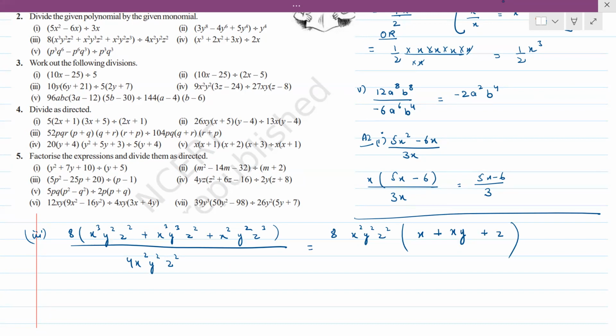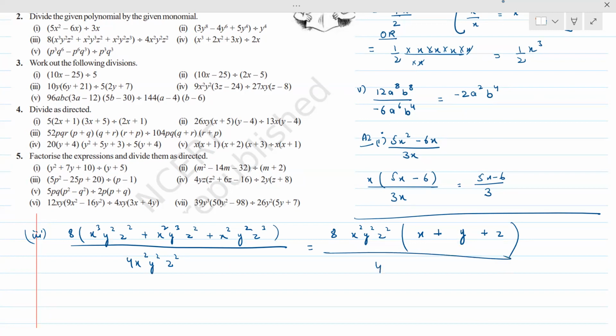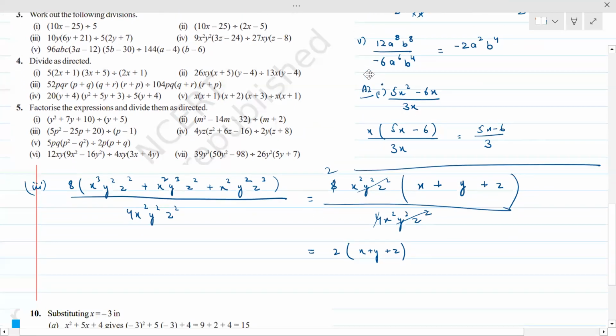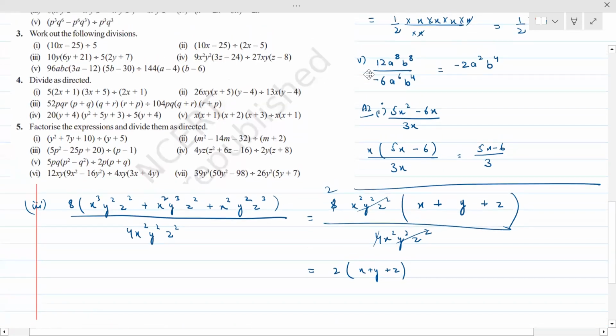Just a minute, it is x square now. So it is only y. Divided by 4x square y square z square. So it will give you now the answer as, it is 2, and this whole cutting, 2x plus y plus z. This is how you can do the third question by taking commons out. Coming to the fourth question.